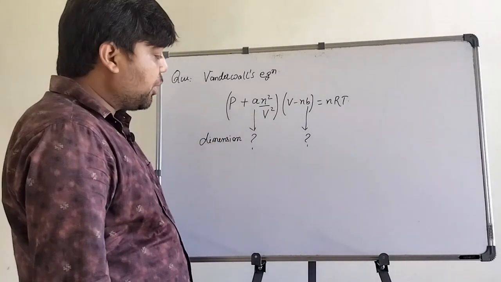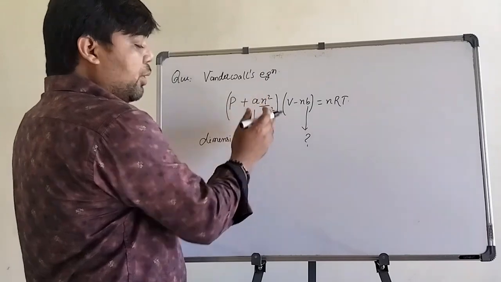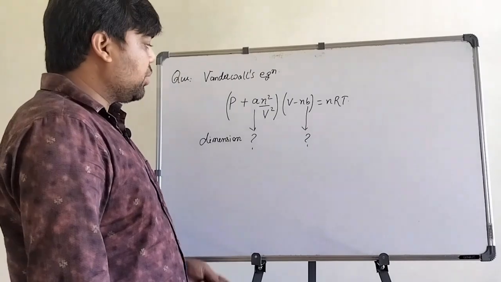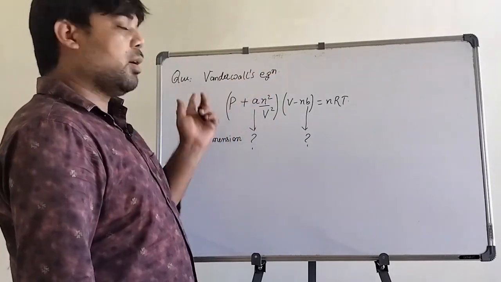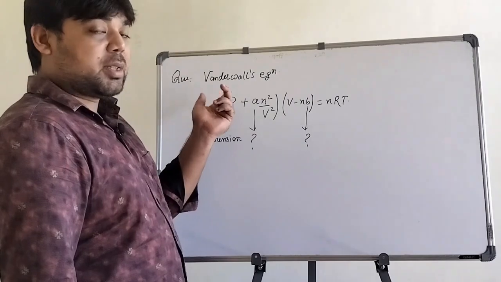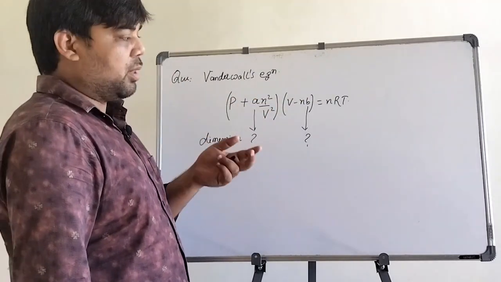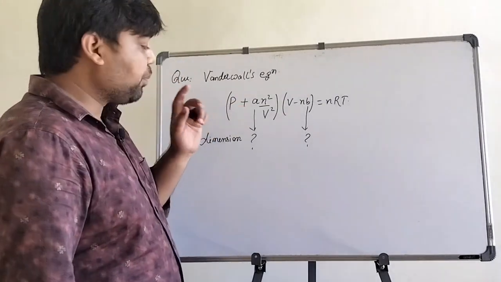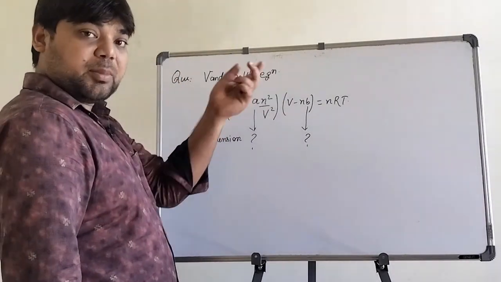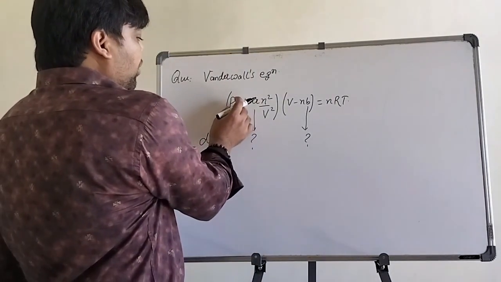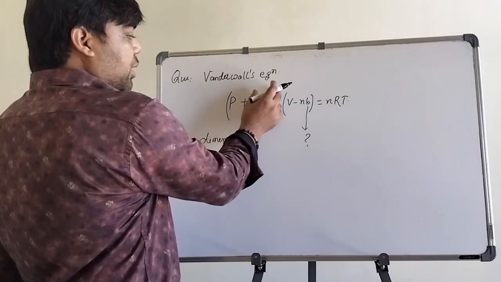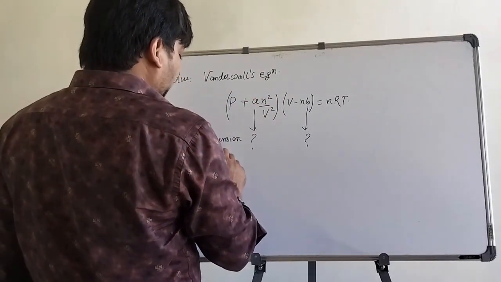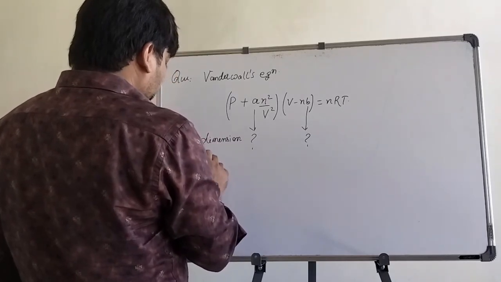To calculate the dimension, you will use the same principle of homogeneity of dimensions, by which quantities having the same dimensions can be added or subtracted, which we also used in the last problem. We are using it here too, right? So let us see how we can calculate. Whatever the dimension of P is, it is the same as the dimension of a n square by V square, right? So just use it. Solution.